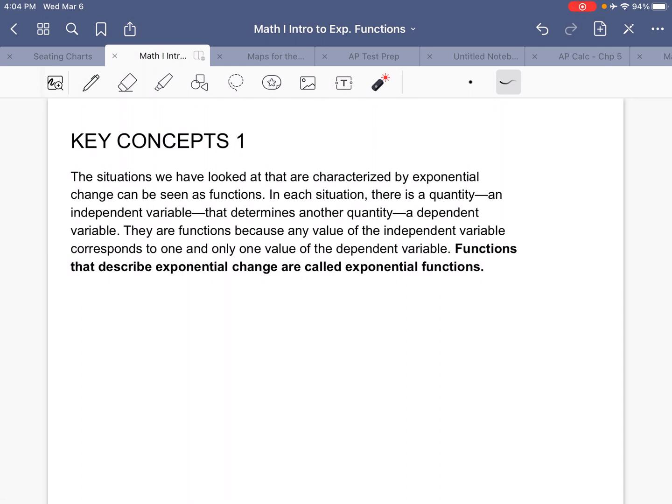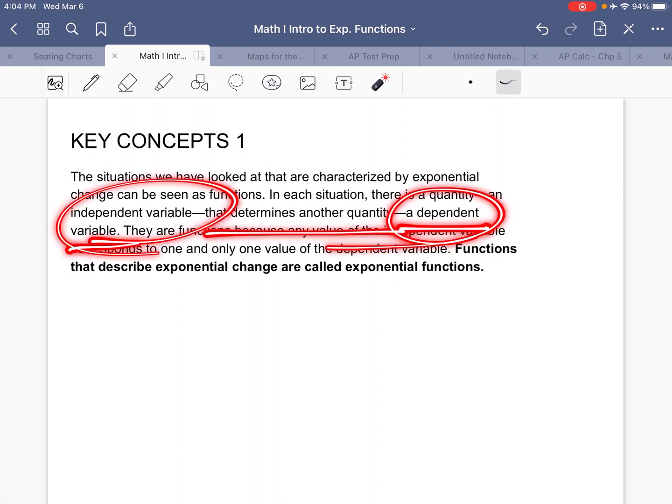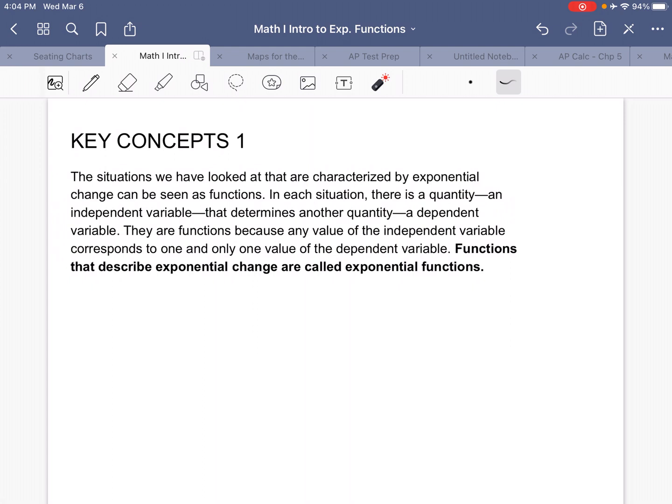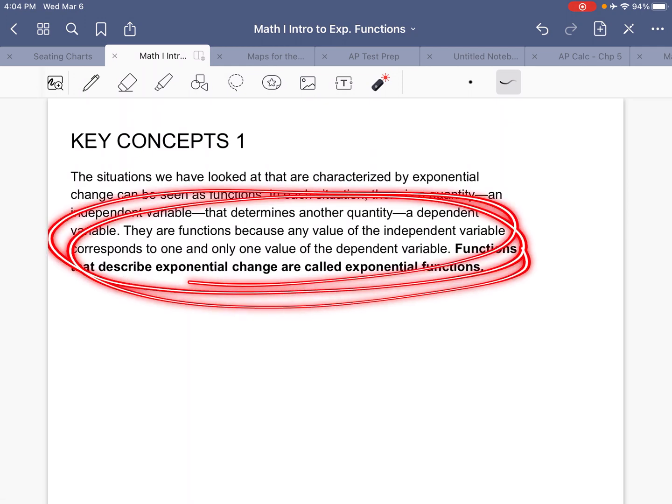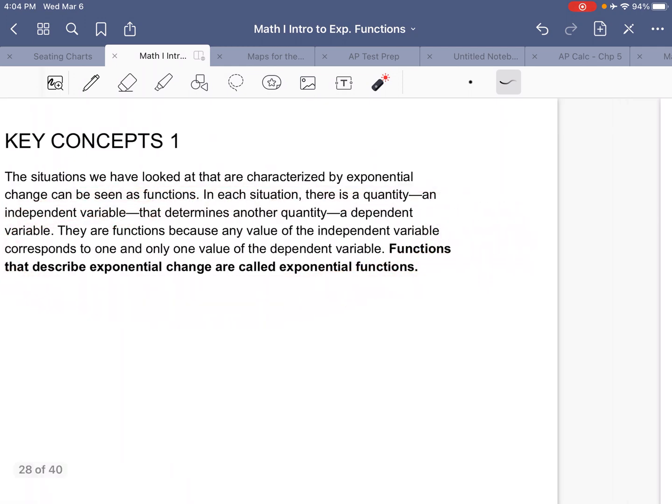In each situation, there is a quantity, an independent variable, that determines another quantity, a dependent variable. The dependent variable depends on the independent variable. They are functions because any value of the independent variable corresponds to one and only one of the dependent variables. Functions that describe exponential change are called exponential functions. This is going to be an important thing for the cooldown.